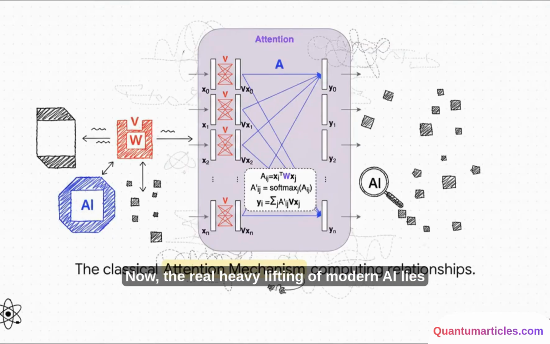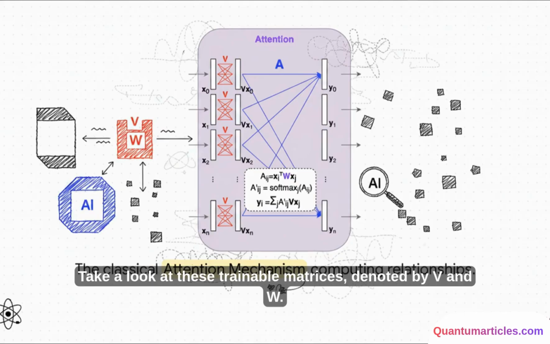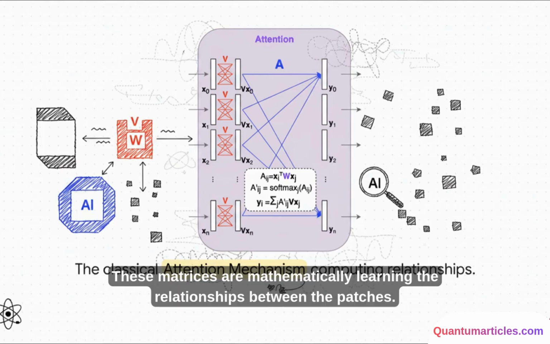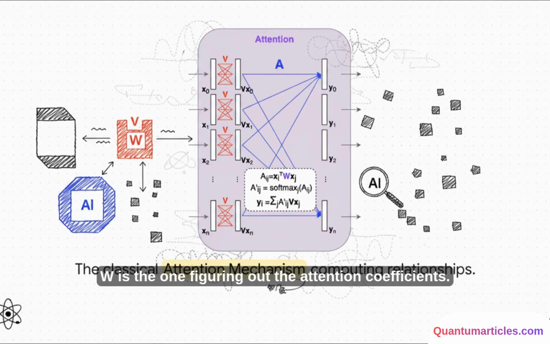Now, the real heavy lifting of modern AI lies in the math behind that attention. Take a look at these trainable matrices, denoted by V and W. These matrices are mathematically learning the relationships between the patches. W is the one figuring out the attention coefficients, like exactly how much patch A cares about patch B, while V extracts the actual features.